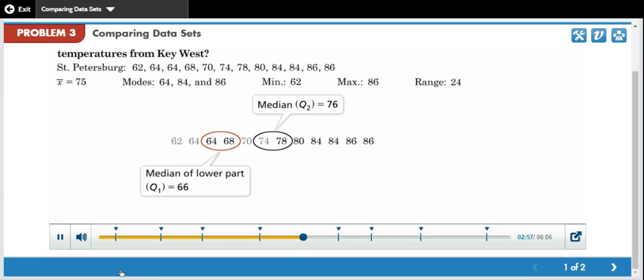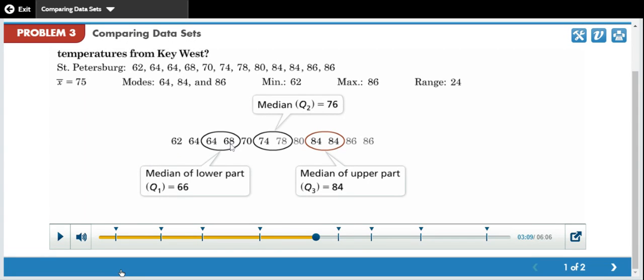The median of the lower part is 66. The third quartile is the median of the upper half of the data. The median of the upper part is 84. So we found those medians in the same exact way, right?